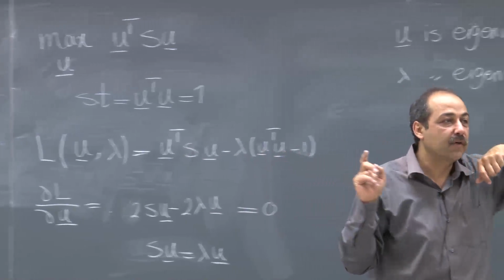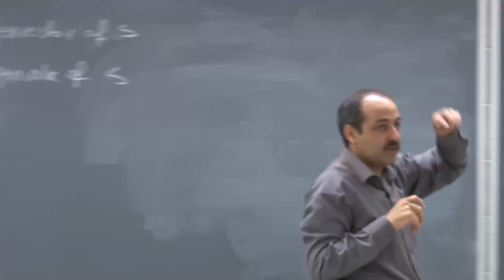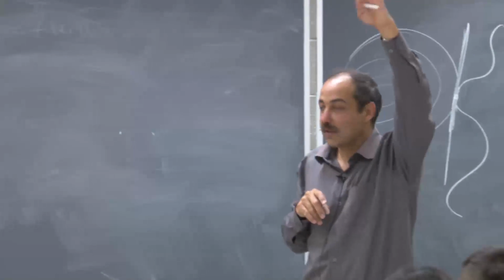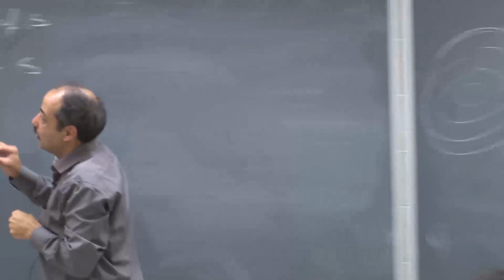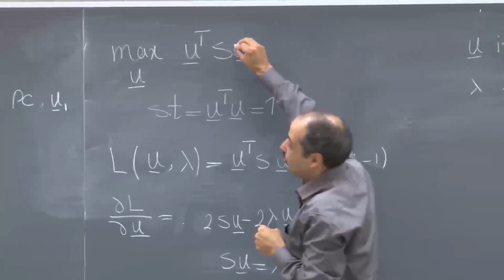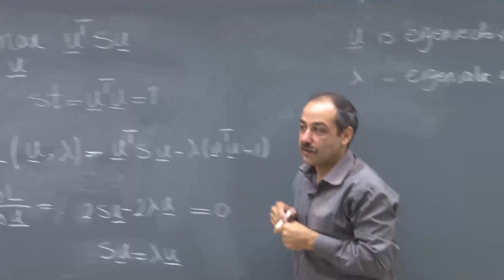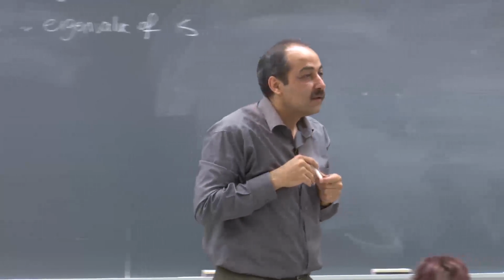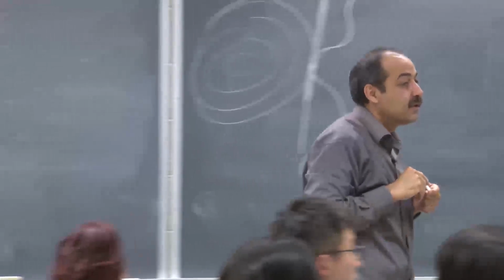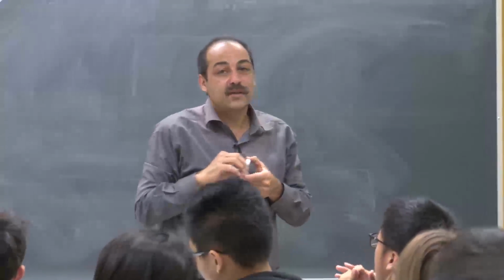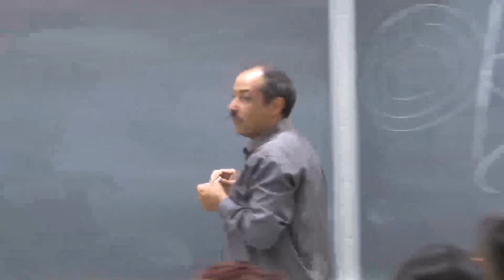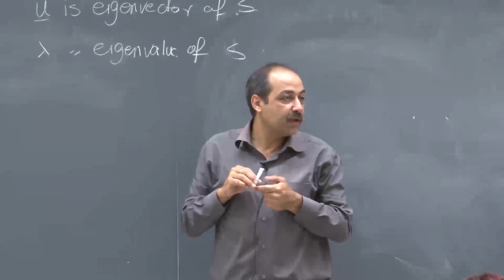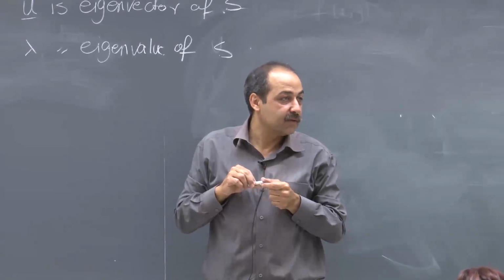Which one should I choose? I want to maximize it. These eigenvectors are not the same. They're d different eigenvectors. Which one of these eigenvectors is going to maximize this? Sorry? The one with the maximum eigenvalue. Why should I choose the one with the maximum eigenvalue?